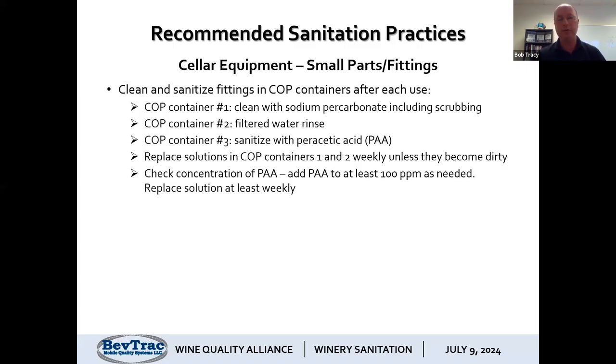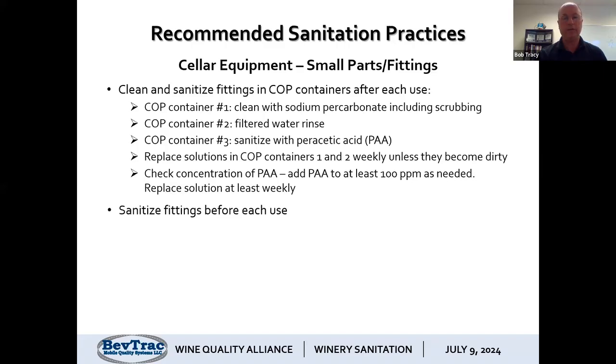Replace solutions 1 and 2 weekly unless they become dirty. And then for the peracetic acid, you can check the concentration of the PAA, and it should be at least 100 parts per million. And this solution definitely should be replaced at least weekly. So as long as the solutions don't become real dirty or cloudy, you can keep them for a few days at least.